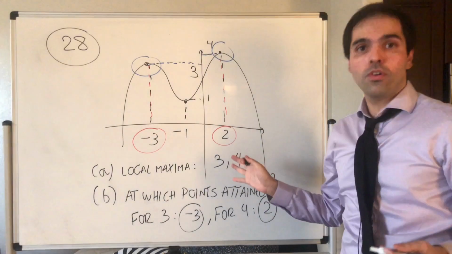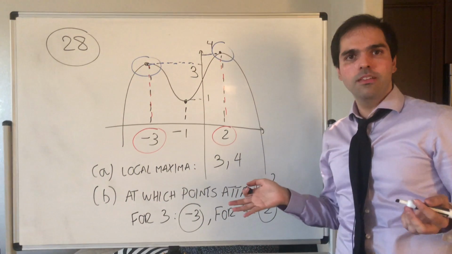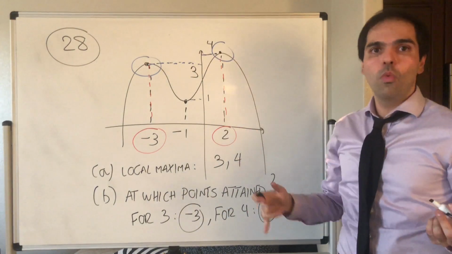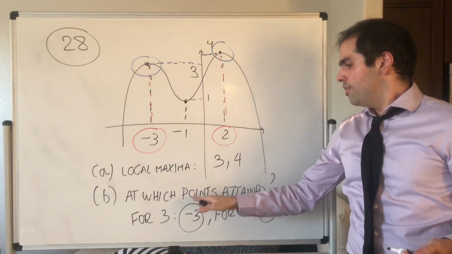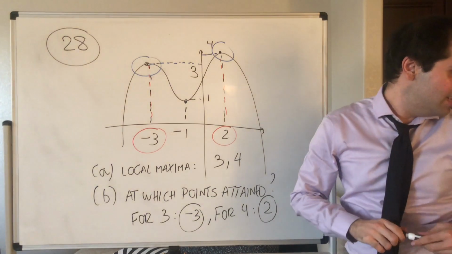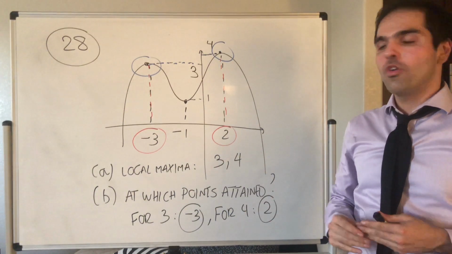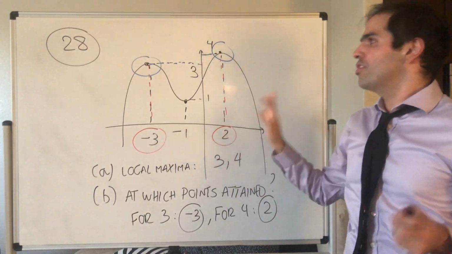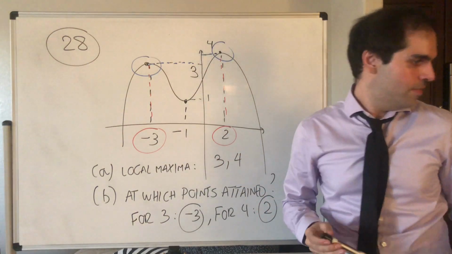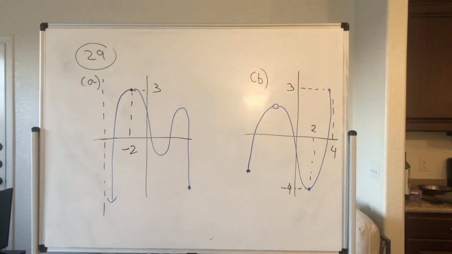So it's very important to understand: maximums and minimums, they talk about the y values. At which point they're attained, or all the values at which we have a local maximum and minimum, that's for the x values. All right, next question.